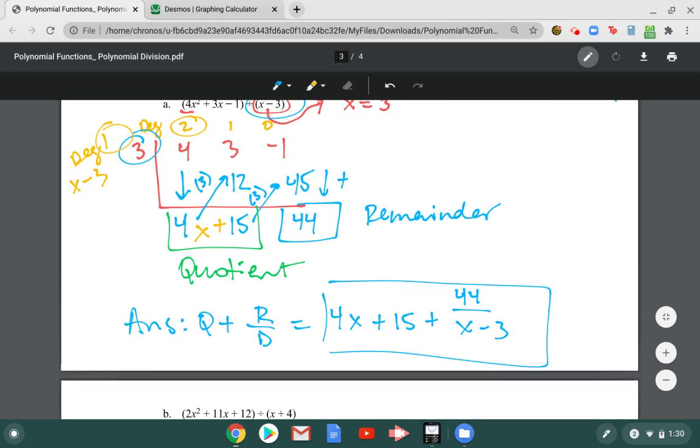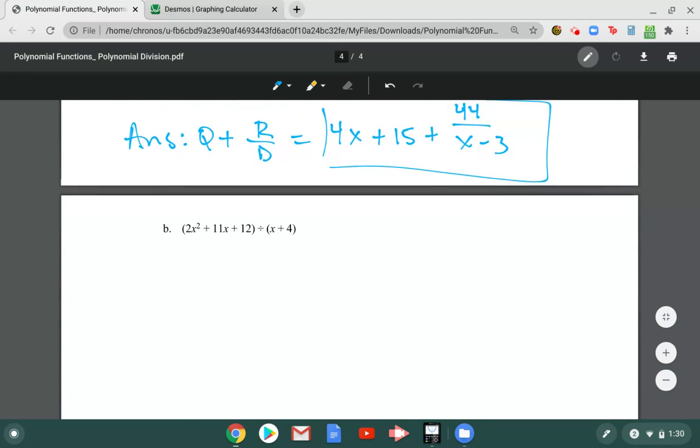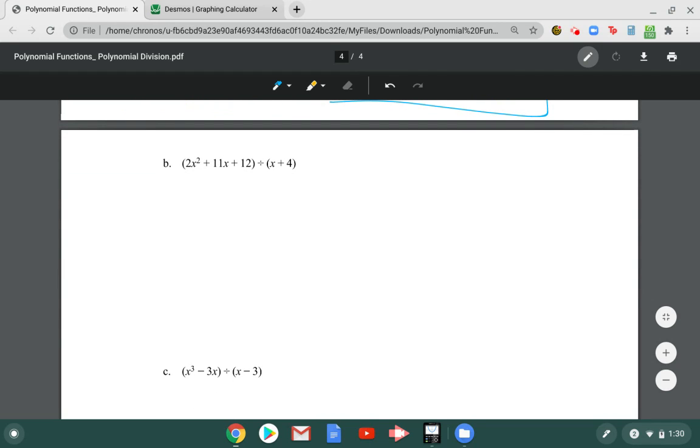Okay, let's go to part B. So in part B, I want to use synthetic division again. I need to find what would be a 0 from the divisor. Well, for this one, I would need a -4. So I'm going to divide a -4 in. Let's go ahead and set up the synthetic division. -4 goes on the outside.